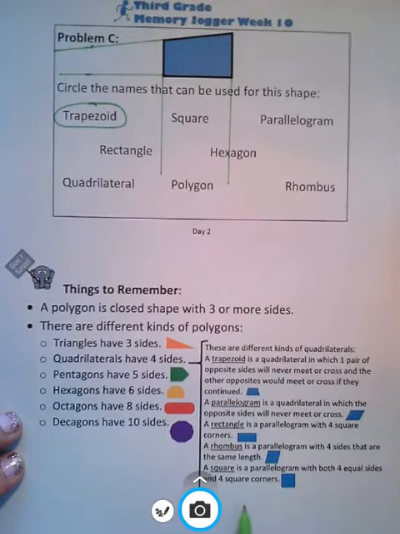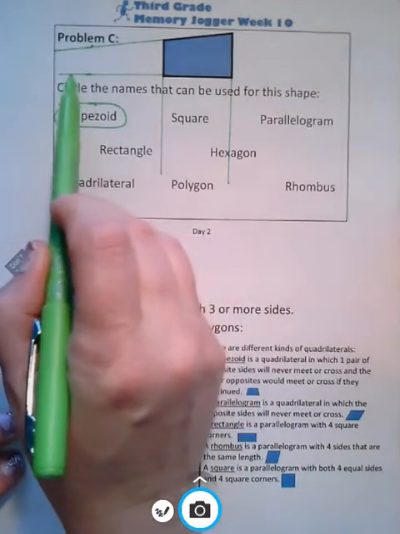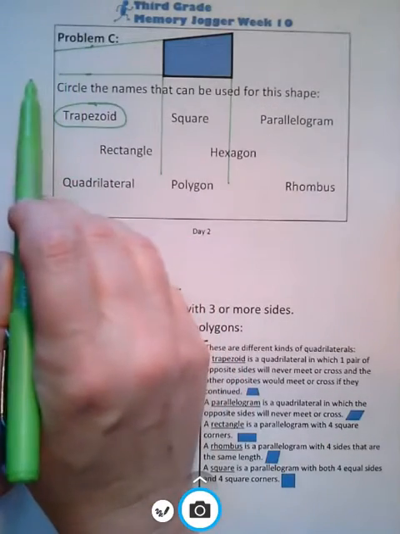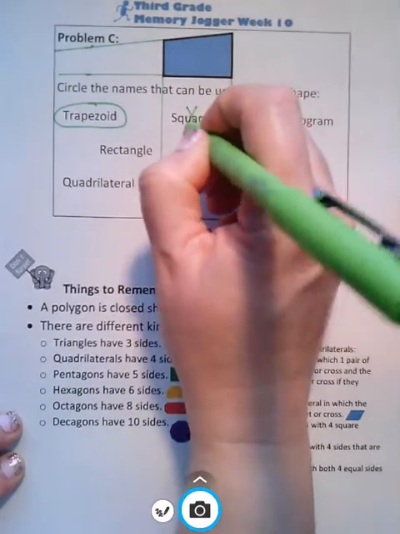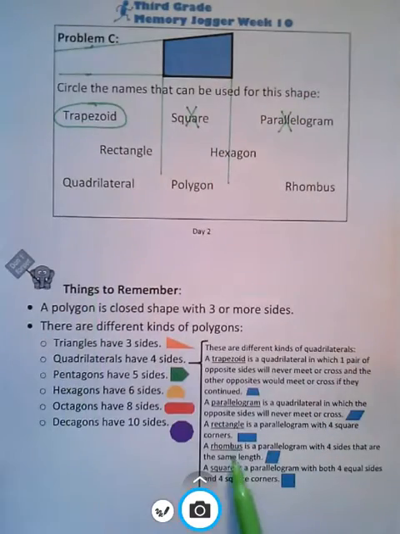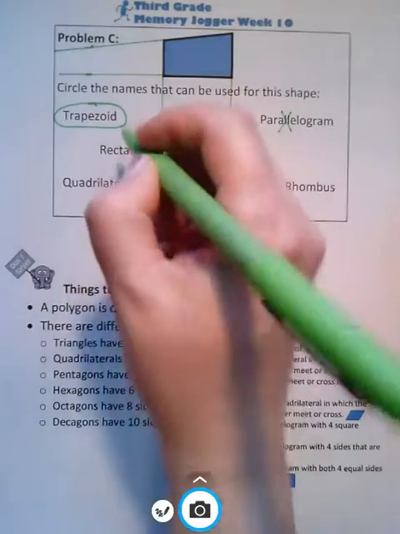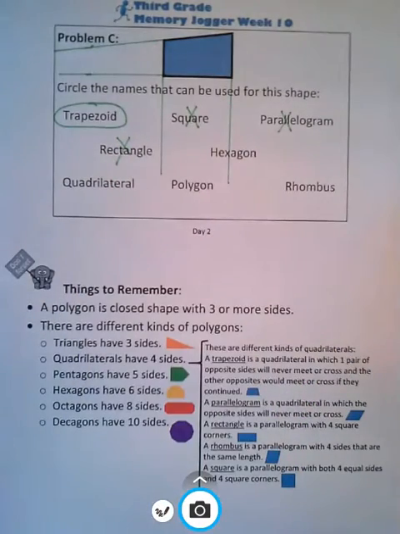Is it a square? A square is a parallelogram with 4 equal sides and 4 square corners. First, I would have to check to see if this is a parallelogram. It's a quadrilateral in which the opposite sides will never meet or cross. Well, we just decided that these 2 would meet or cross if they kept going. So this can't be a parallelogram, which means it also can't be a square. So we can mark this off and this off. Could it be a rectangle? A rectangle is a parallelogram. Oh, well, it can't be a rectangle because a rectangle is a parallelogram.